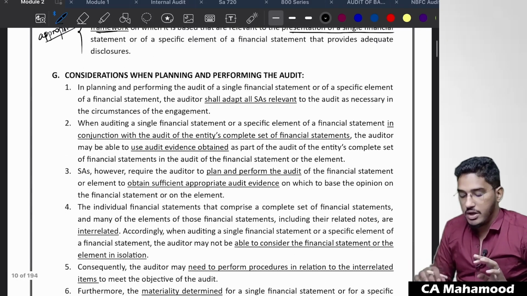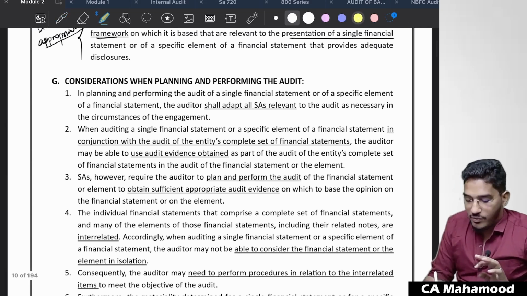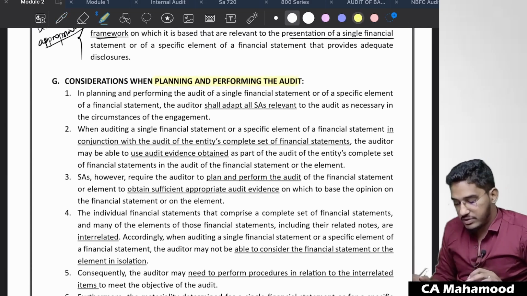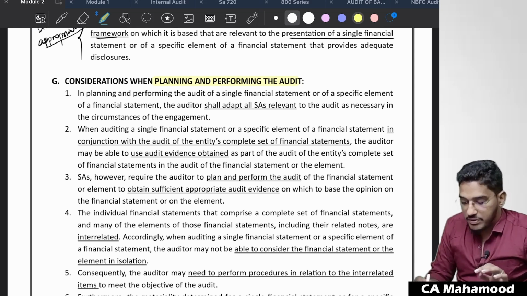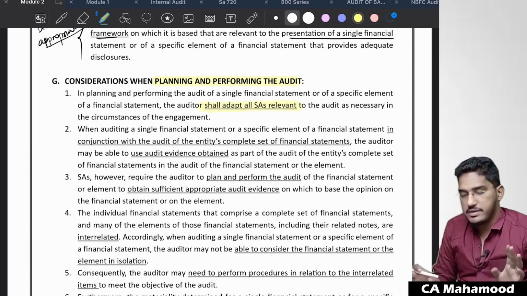Okay, now, what considerations do you have to keep in mind when actually planning and performing the audit? Let us see what they are telling. When you are planning and performing the audit of that single financial statement or specific element of the financial statements, what considerations do you have to keep in mind? Number one, in planning and performing the audit of a single financial statement or a specific element of a financial statement, the auditor shall adopt all SAs relevant to the audit.